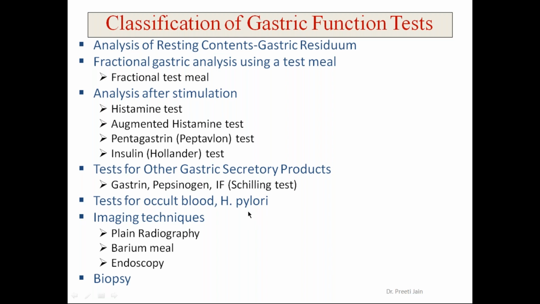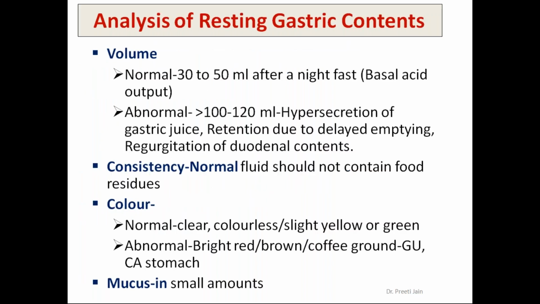Now, I have already told you about Helicobacter pylori, in which the urease breath test was done. Imaging techniques: plain radiography, barium meal, endoscopy. With the development of endoscopic techniques, more and more endoscopy is being done instead of the plain X-ray and barium meal. And of course, if the doctor suspects a gastric carcinoma, then you can go in for a biopsy.